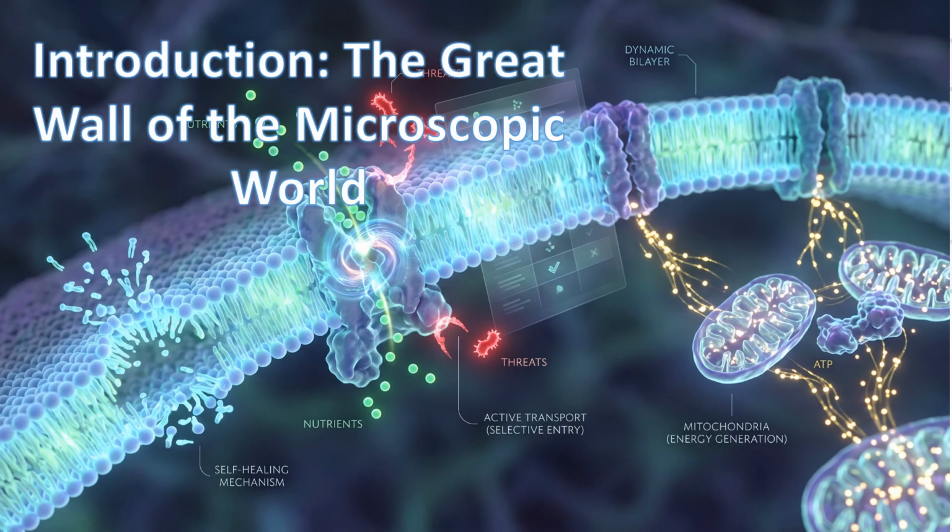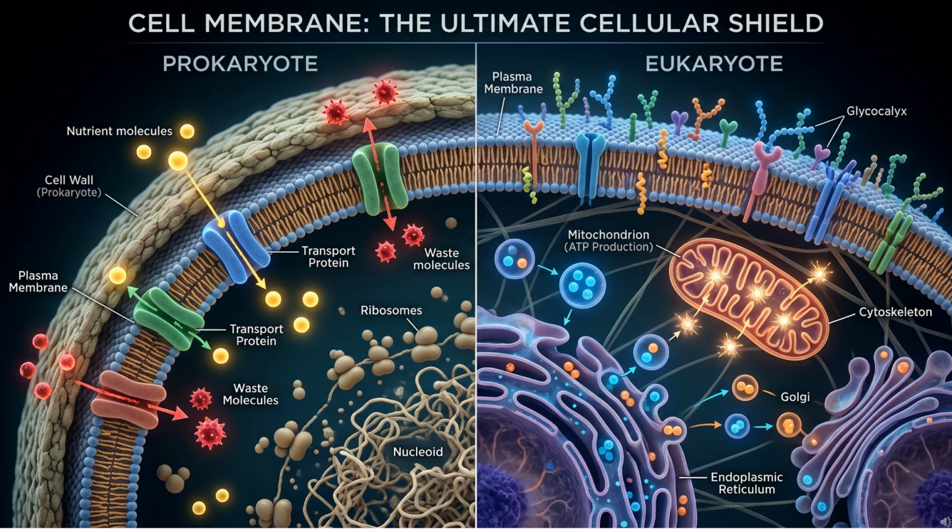Imagine a border security system so advanced that it decides the fate of every single molecule trying to enter a country. It controls what goes in, what gets kicked out, and how the entire society inside generates its electricity. In the microscopic world, this border isn't a wall. It is a hyperdynamic, self-healing shield called the cell membrane. Every living thing on Earth relies on it.